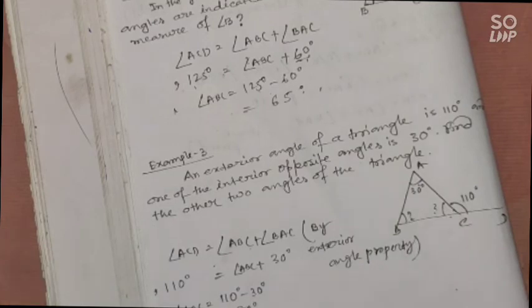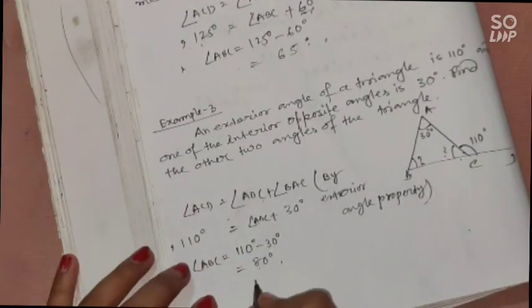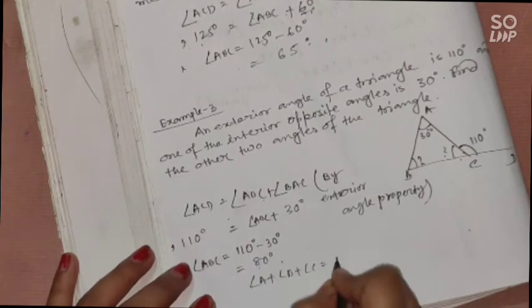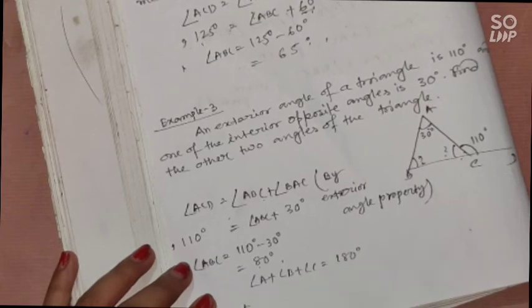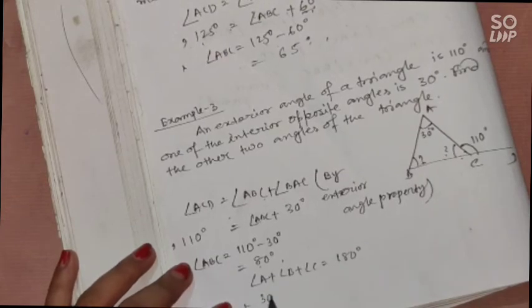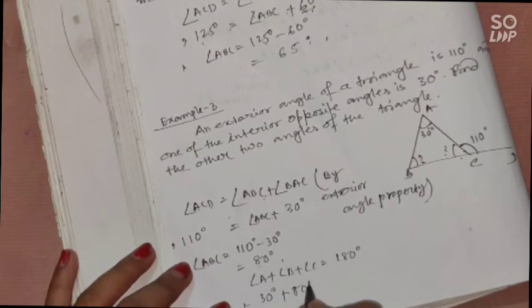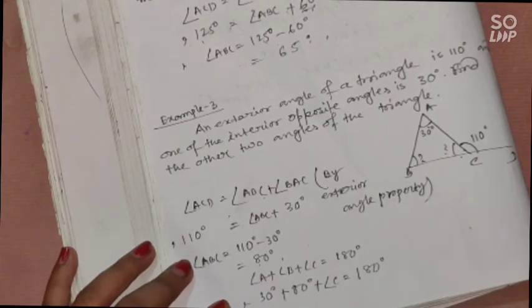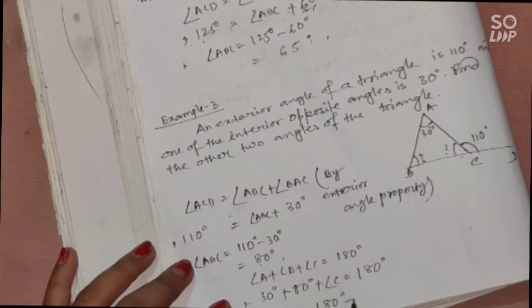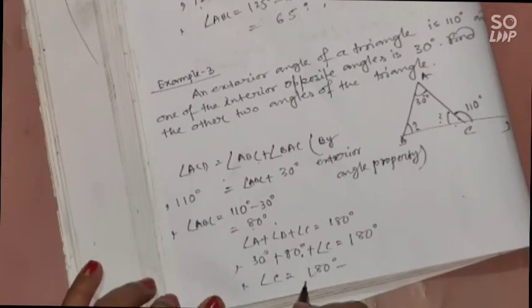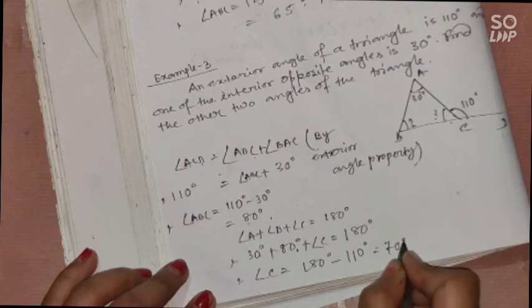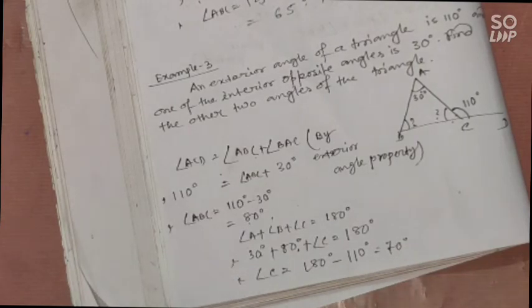You know that the sum of the three angles of a triangle is 180 degrees. So angle A plus angle B plus angle C equals 180. What is the value of angle A? 30 degrees. Angle B is 80 degrees. You have to find the value of angle C. So angle C equals 180 minus the sum of 30 and 80, that is 110. So this value will be 70 degrees. Angle C is 70 degrees. Okay.